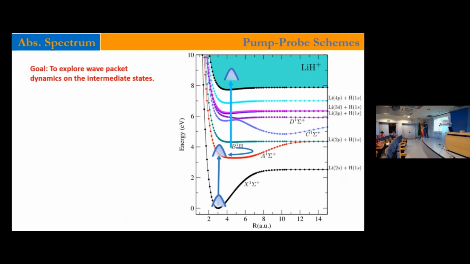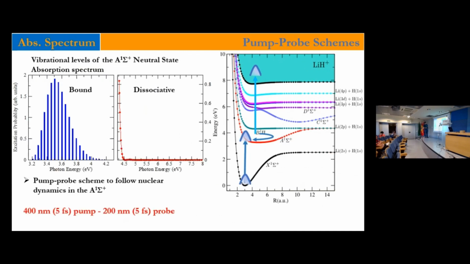Okay. Well, the goal was to explore the dynamics on an excited state. So the obvious choice would be the A 1Σ+ state. It has a funny looking shape because it changes from ionic to covalent. That's why it looks that way. So we first calculate the time independent absorption spectrum, which is just the square of the dipole couplings for all the bound states, and then the dissociative ones, so these are above the dissociative IP, and this is what we get.